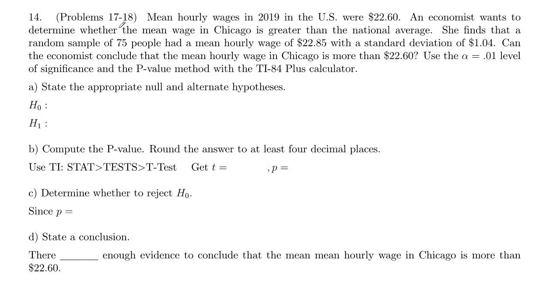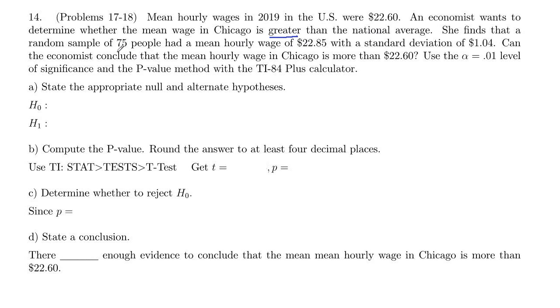This example is like problems 17 and 18 on the exam 3 review. We are doing a complete hypothesis test. Here, mean hourly wages in 2019 in the U.S. were $22.60. An economist wants to determine whether the mean wage in Chicago is greater than the national average.